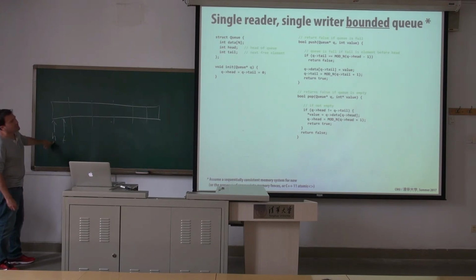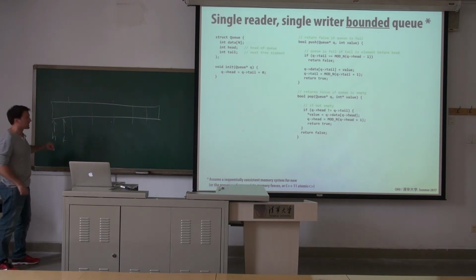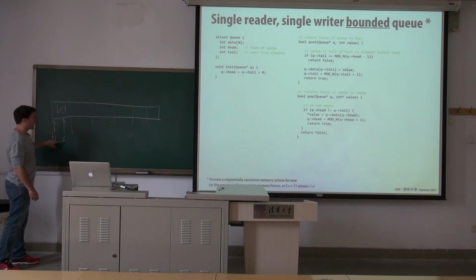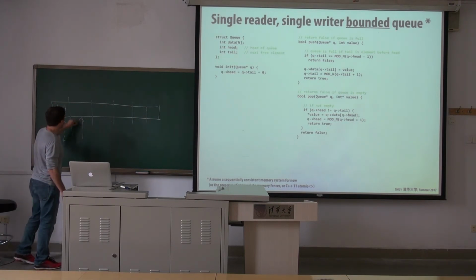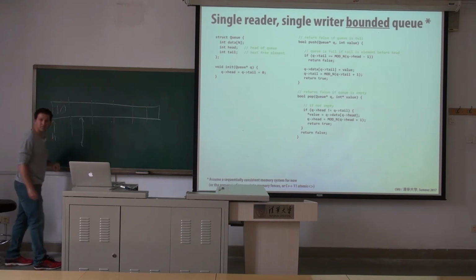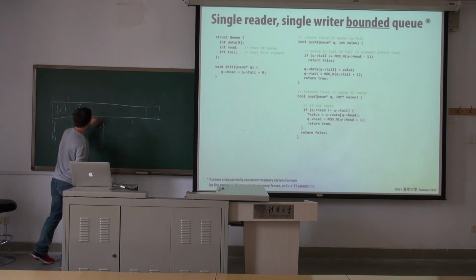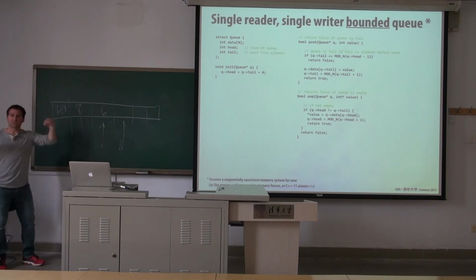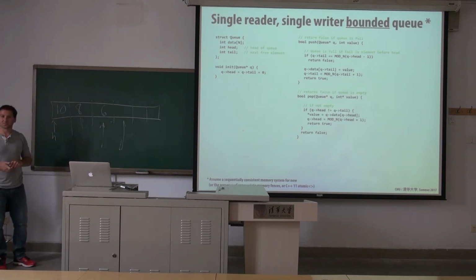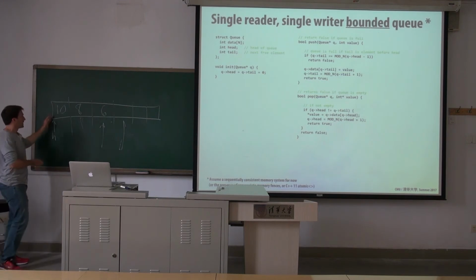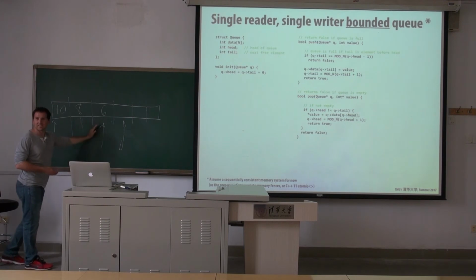And tail is going to be where we're going to put the next element. So if we want to add 10 to the queue, we put it wherever the tail is pointing to, and we update tail. If we want to add more, we add it, and we update tail. 6, update tail. So tail is just pointing to the end of the queue. And if we ever pop, we just take the item that head is pointing to, return that, and increment that.